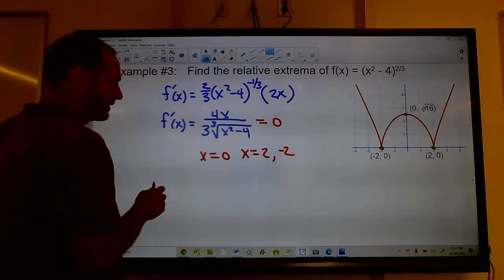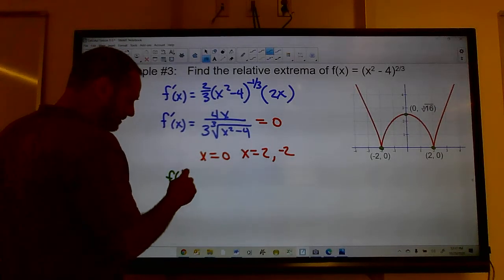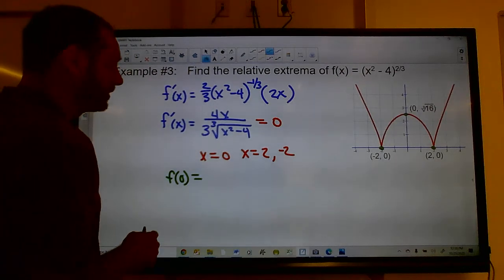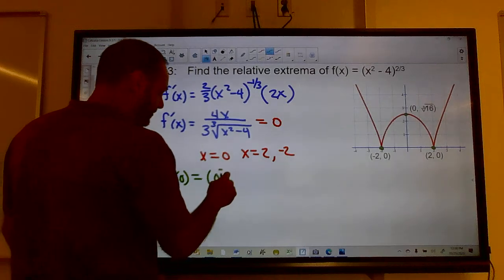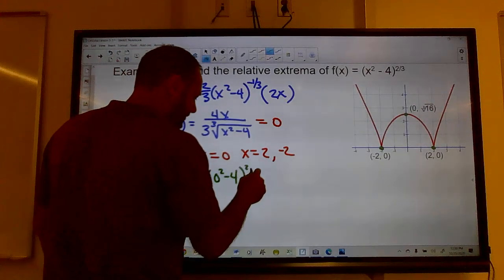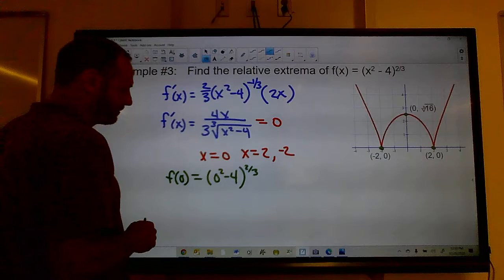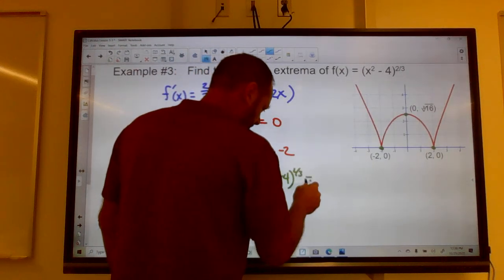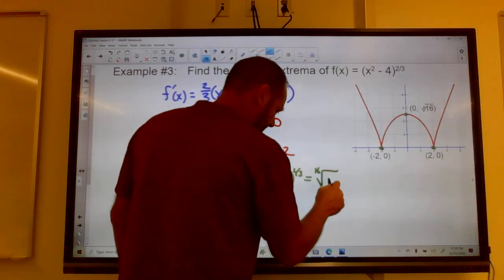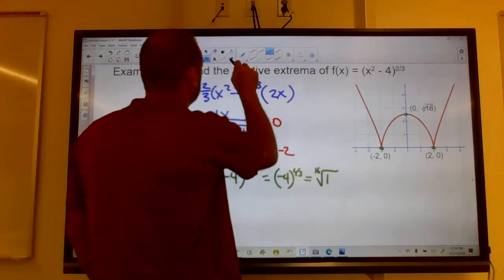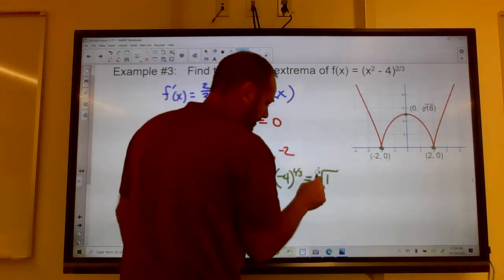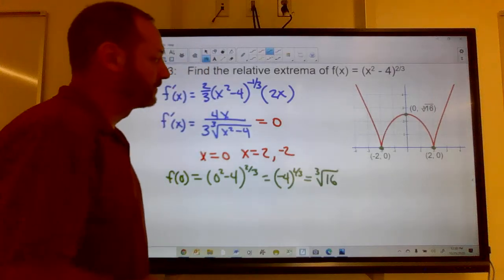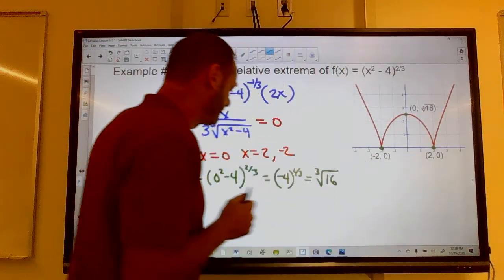So f of 0 is going to be 0 squared minus 4 to the 2/3, which is going to be negative 4 to the 2/3, which is going to be the cube root of 16. Whoops, not the 16th root of 3, the cube root of 16. Which matches up with right here.